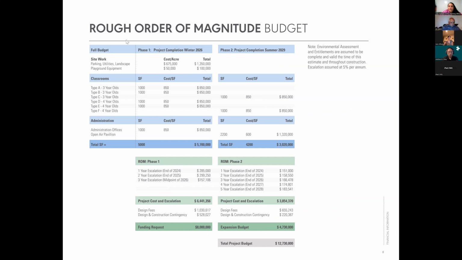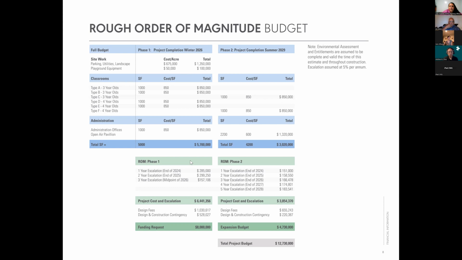We provided this rough order of magnitude budget. It's broken up into different categories, from site work, which is this estimate here, and then the classrooms, where each classroom is going to be around 1,000 square feet, and we're estimating that the construction cost is $850 a square foot.